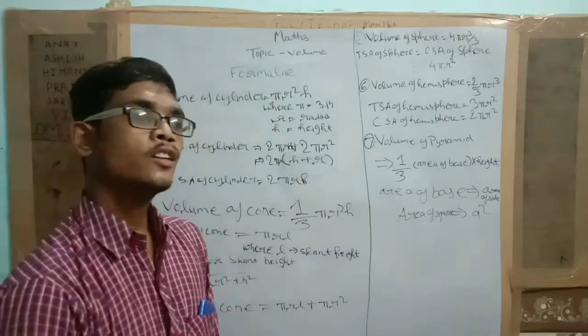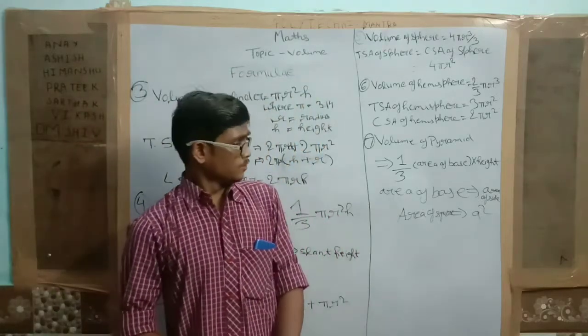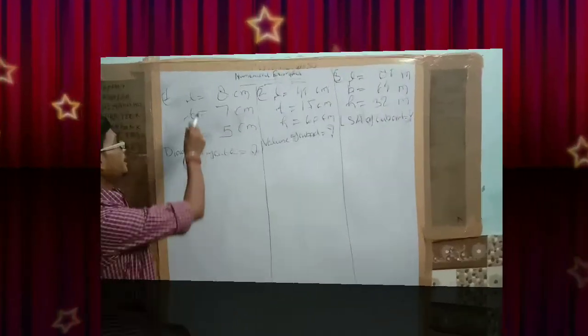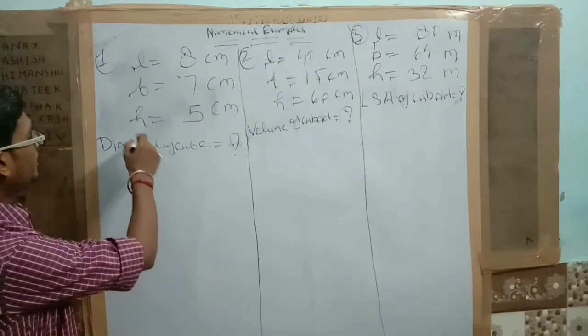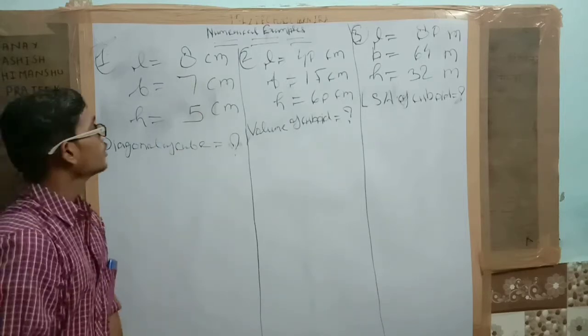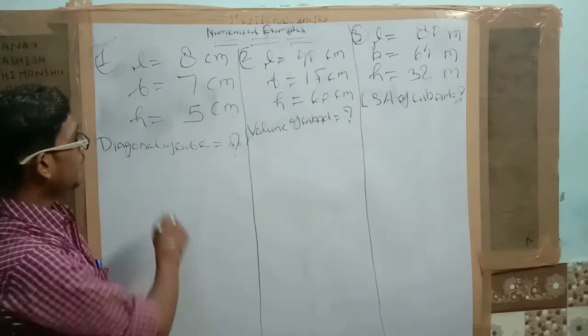We have found the square of side in the first question. We have to find diagonal of cuboid. Length equals 8 centimeter, breadth equals 7 and height is equal to 5 centimeter.